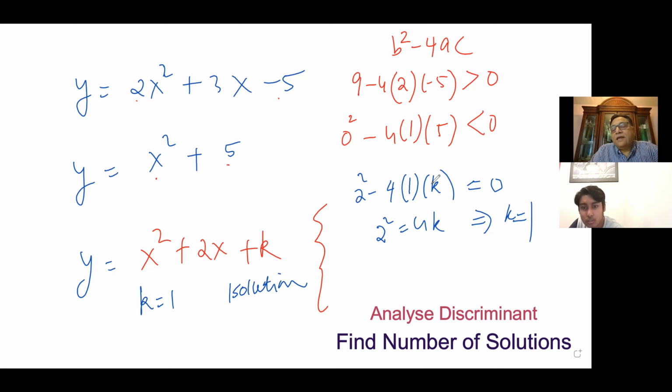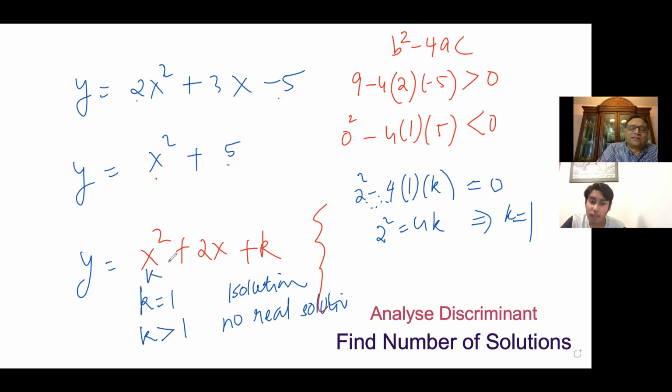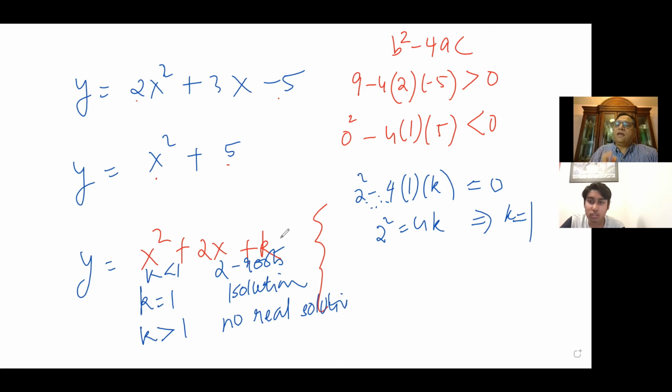Now, if k is more than 1, then this will be negative, so imaginary. No real solution. And if k is lesser, then it will be two roots, right? Does it make sense? We have a general equation, and we have to find the value of k so that we could predict the number of solutions for the given equation. You get the idea? So these are the different types of questions which may be asked in this unit of solving quadratic equations using the quadratic formula.